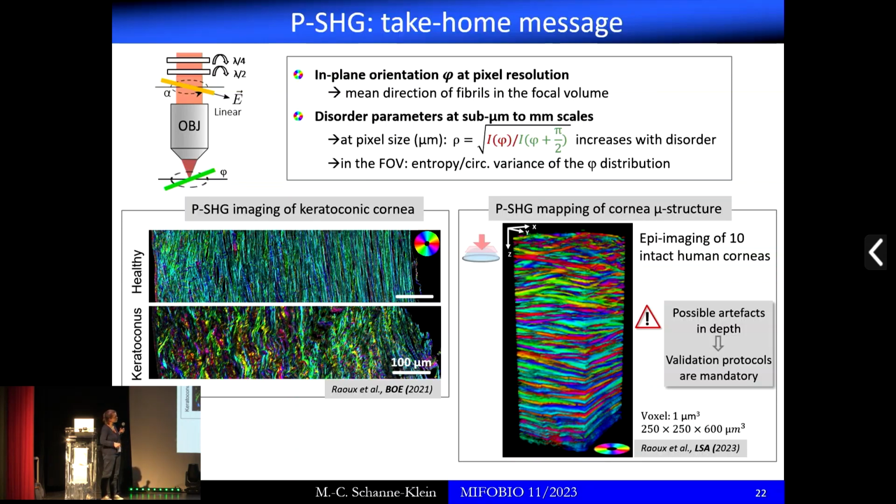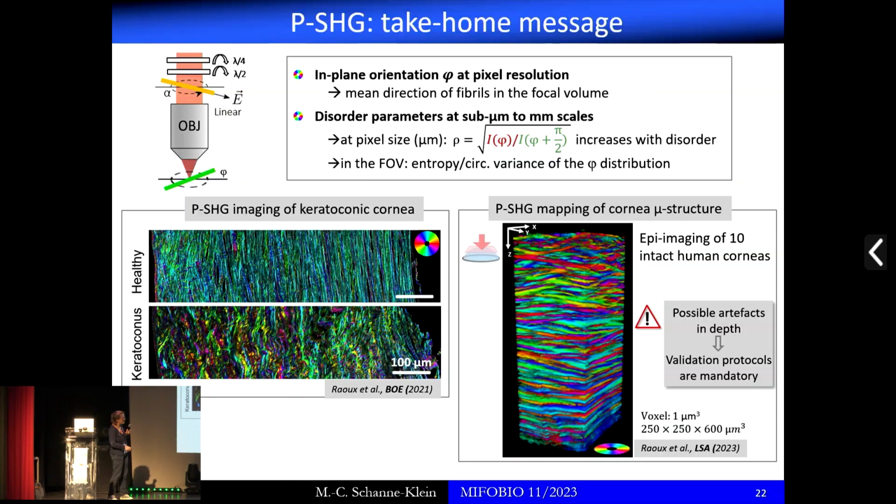We can also do some mapping in 3D volumes. So here it's intact cornea. The depth here is 600 micrometers, and we can do some polarimetric imaging up to 600 micrometers. The question is, is it valid or not? Because I have said to you, there may be some possible artifacts. So we really have to design validation protocols to check if it's valid or not.